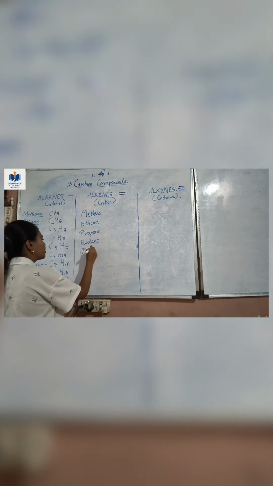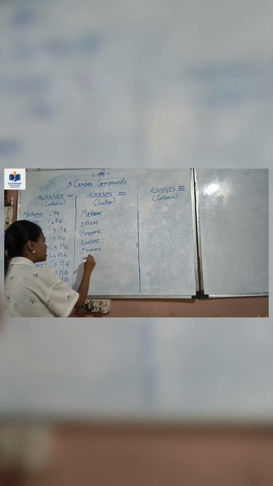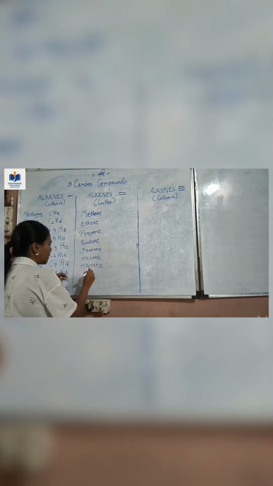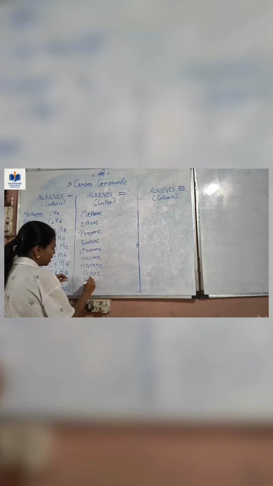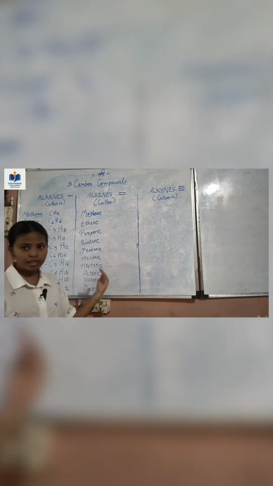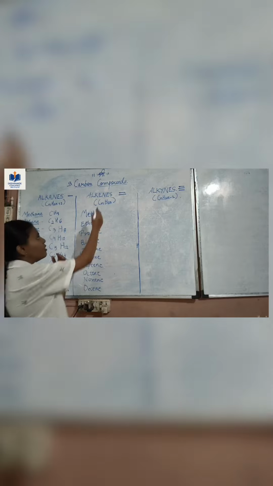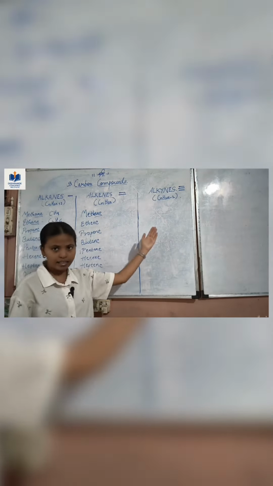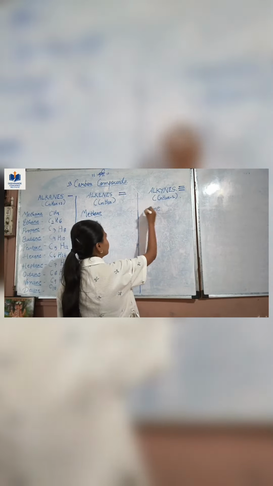For alkane, it is pentane. So for alkene, it will be pentene. Sixth member will be hexene, heptene, octene. Ninth member is nonene and dekene. So it's very easy to remember these names. For alkane, the ending is ane. For alkenes, the ending is ene. And for alkynes, the ending is yne.